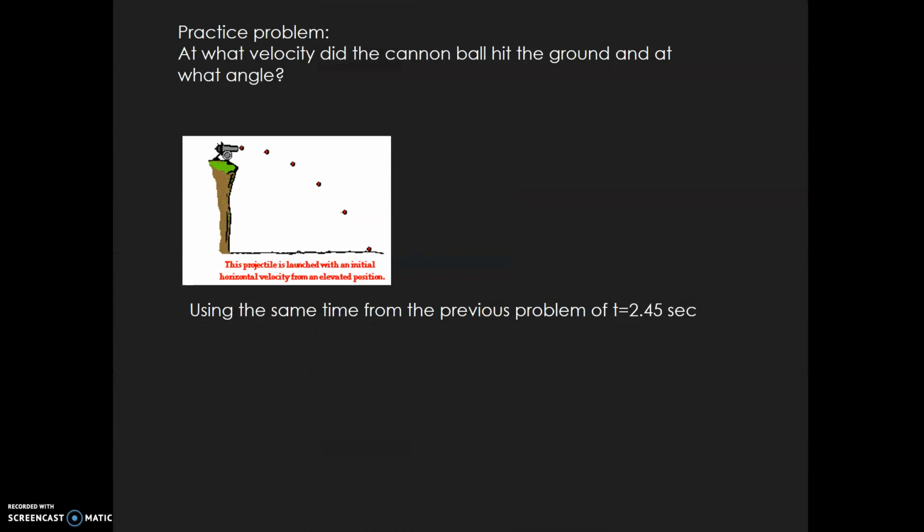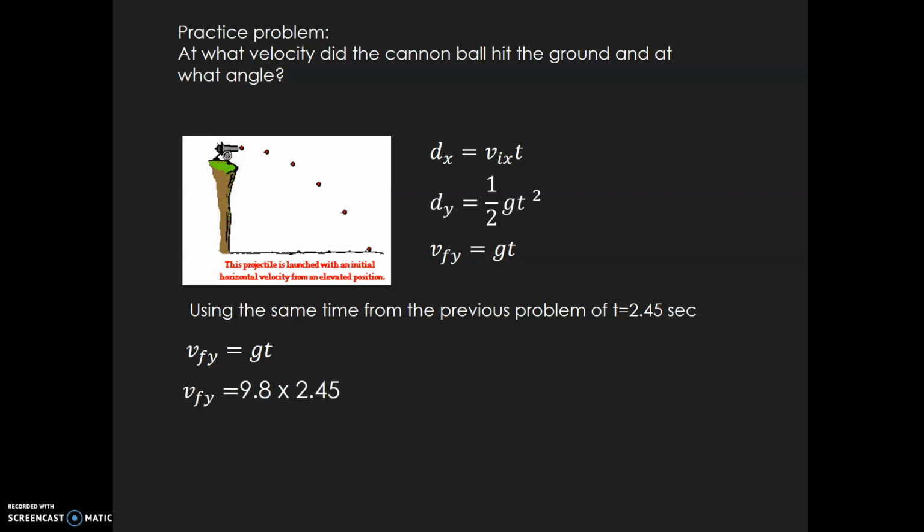So, at what velocity did the cannonball hit the ground, and at what angle? Well, again, we use the same equations, but this time we have our time now. And so the final velocity in the y direction is just g times t. So we take 9.8 times 2.5. That gives us our velocity in the y component, which is 24 meters per second. But what was its velocity in the x direction? Well, it never changed. Remember, the velocity never changes. It is the 245 meters per second.